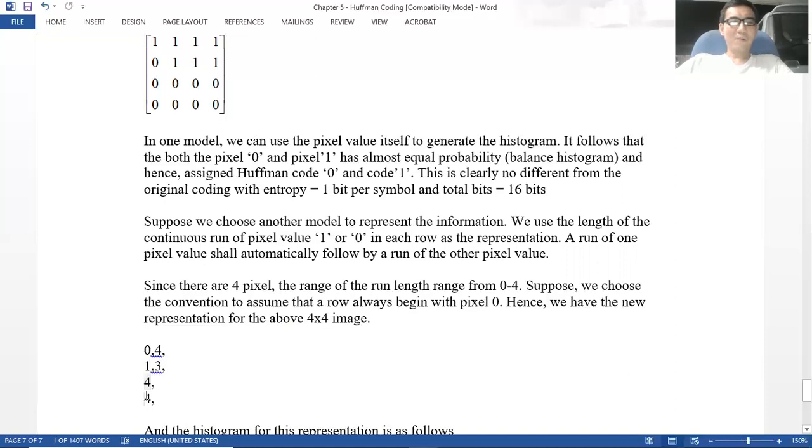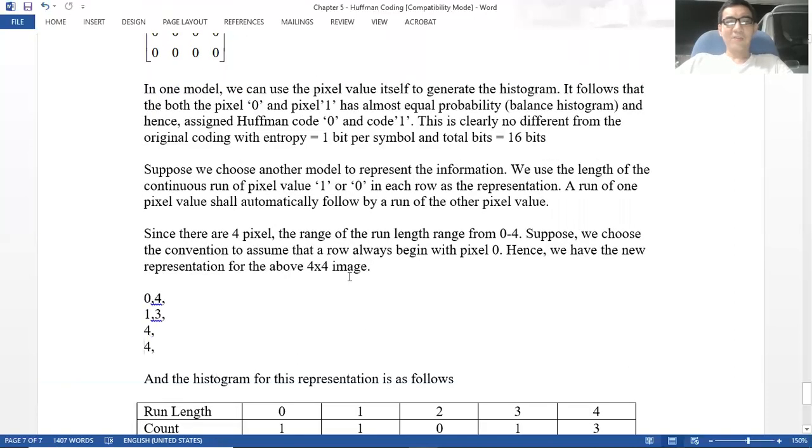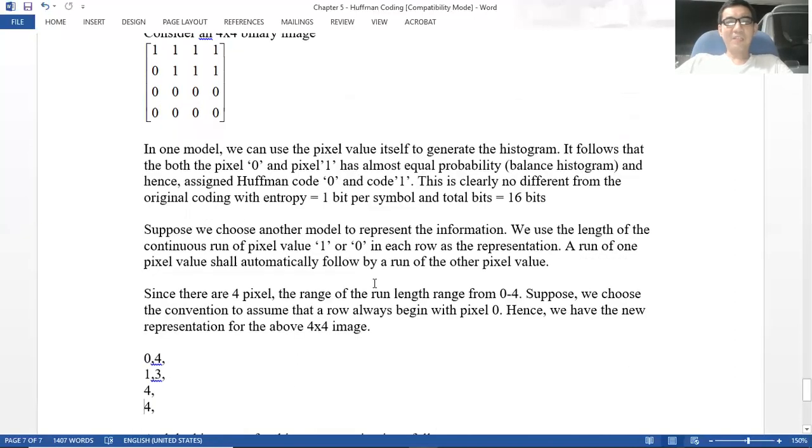And the fourth row also, run of 4, 0. So we are done with that. So now we represent the image using the run length. And in fact, you can decode using this.